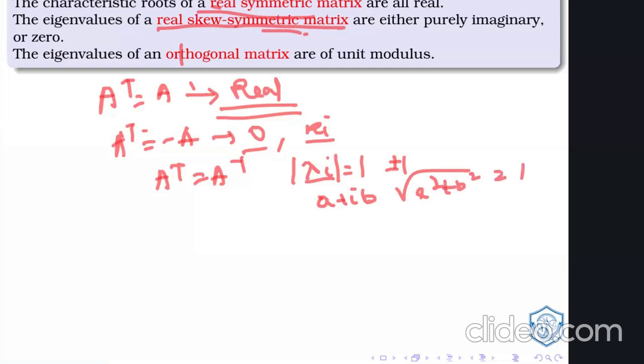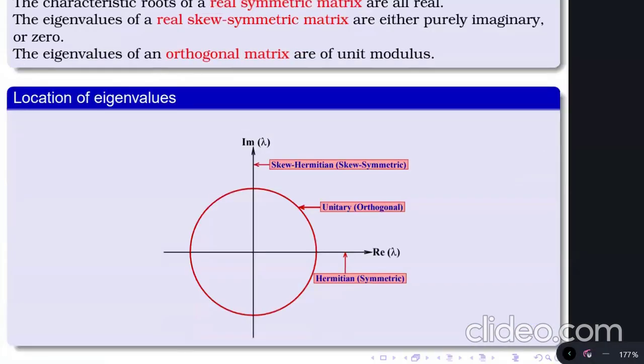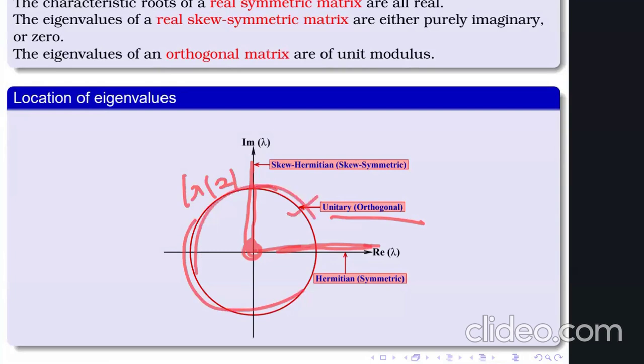So if I put it in a geometrical way for a two-dimensional coordinate system, all the eigenvalues of a real symmetric matrix will lie on the real number line, whereas all the eigenvalues of a skew symmetric matrix will lie on the imaginary axis, including 0, and all the eigenvalues of a unitary or orthogonal matrix will lie on modulus of lambda equals 1. That is the unit circle.